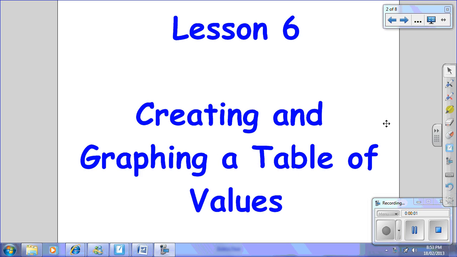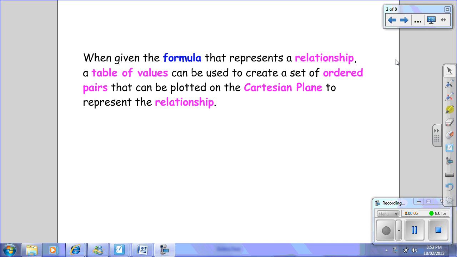Relationships: creating and graphing a table of values. When we have a formula to represent a relationship, we can use a table of values to create a set of ordered pairs that can be plotted on the Cartesian plane to represent the relationship.